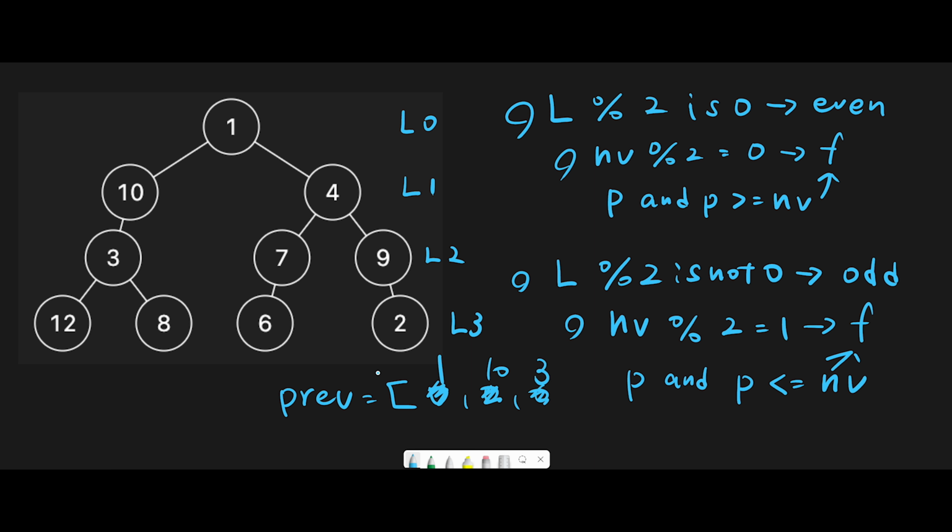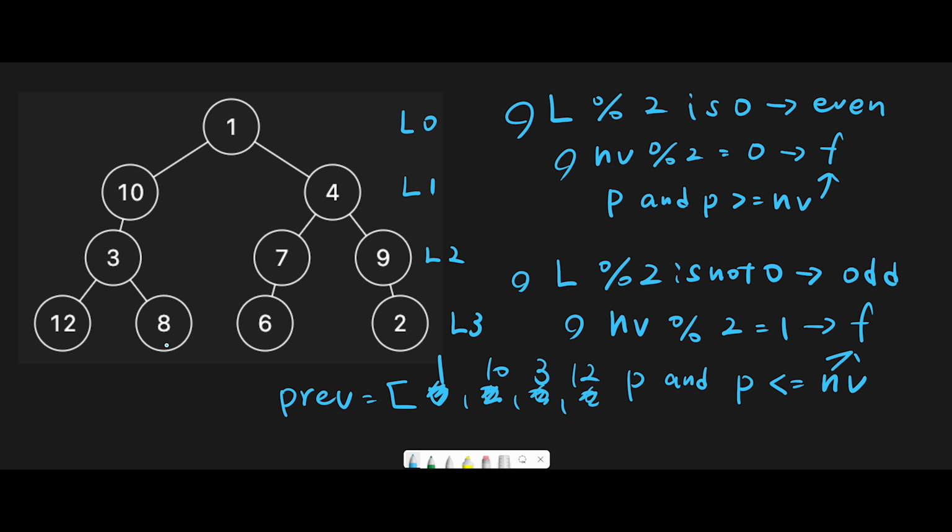And then move next. So we reach level 3. So the length of the previous array should be 3 and level 3. So they are equal. So that's why append 0 to the previous array. And in the end, the previous value should be 12, right? So now we have 1, 10, 3, 12. So let's go back to 3 and move right.